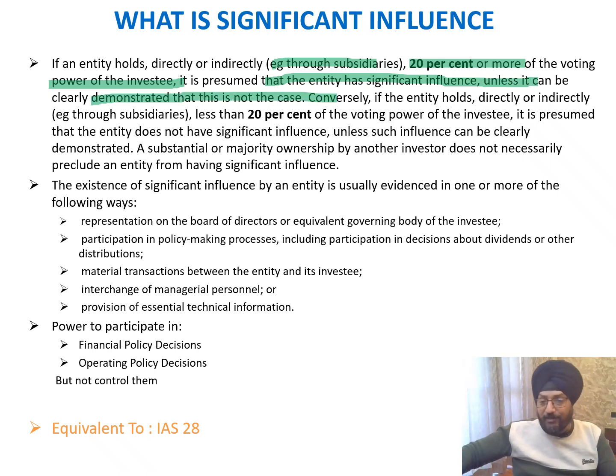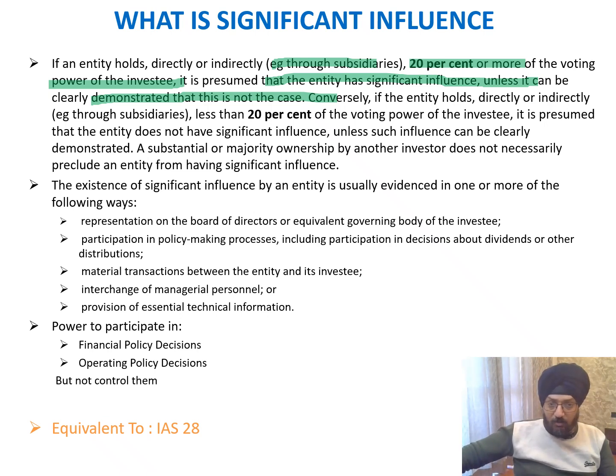Conversely, if an entity is holding less than 20%, then it is assumed that it is not holding an investment in an associate. But if it has been proved that it has control through any of the mechanisms of significant influence, then definitely it can be construed to be an investment in an associate. And what can those significant influences be? It is shown in the next paragraph. So the existence of significant influence by an entity is usually evidenced. How is it evidenced whether an entity has significant influence or not? Definitely we have talked about one rationale, which is the percentage basis, which is 20% or more of the voting power.